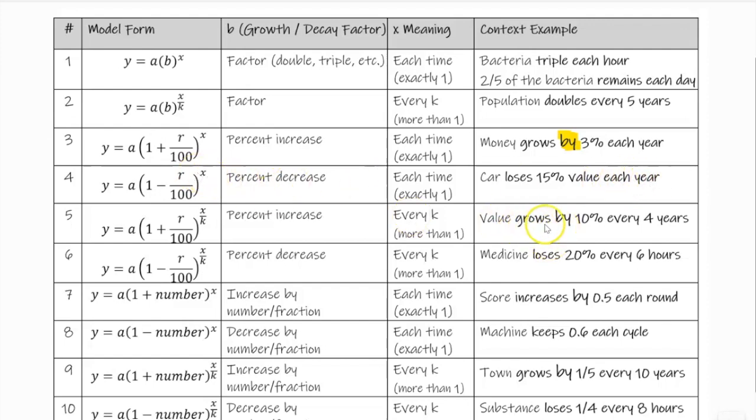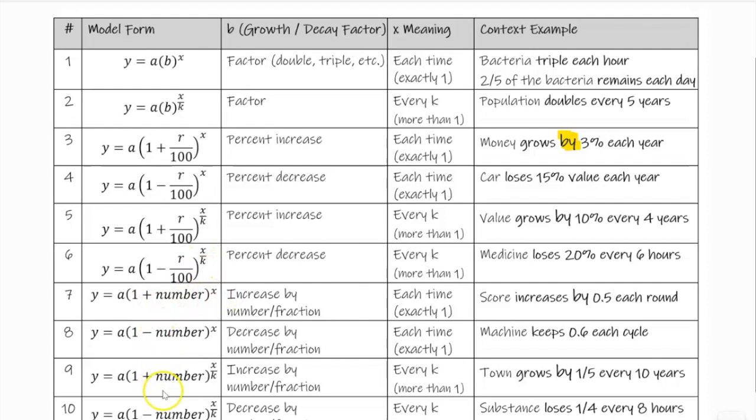Value grows. Grows means increases, right? So this will be 1 plus. Then you have a percent, so you have to make it a fraction: 10 divided by 100. So 1 plus 10 divided by 100. Every 4 years, because there's a period of time, it's X divided by 4. Medicine loses, so that's subtract: 1 minus 20%, make it a decimal, so 20 divided by 100. So 1 minus 20 divided by 100. Every 6 hours, that means time is a period of time, so X divided by 6.